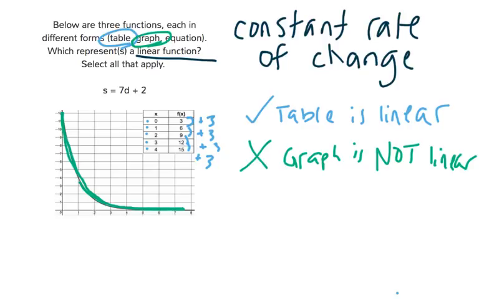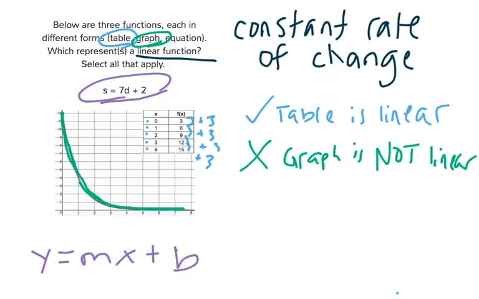Okay, and now finally let's go ahead and look at the equation here. Our equation is s equals 7d plus 2. And I know for a linear equation it's going to be of the form y equals mx plus b, where m is the slope and b is just the y-intercept or starting value. That m is the constant rate of change. This is in the form of y equals mx plus b.